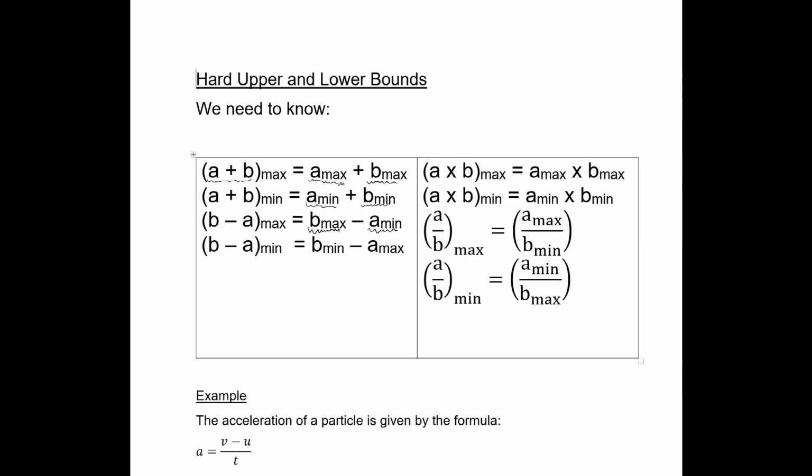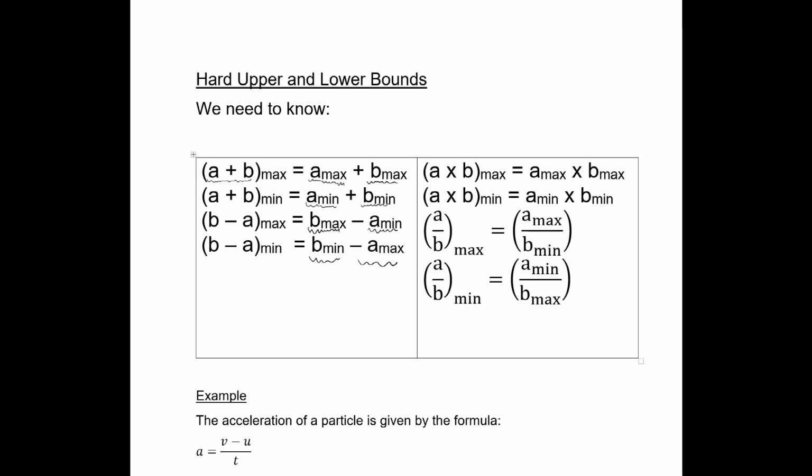And that should be quite sensible, because you want b to be as big as possible, and you want to take the smallest possible value from it. Similarly, b minus a, the lower bound of this would be the lower bound of b, take away the upper bound of a. And it's very similar with multiplying.